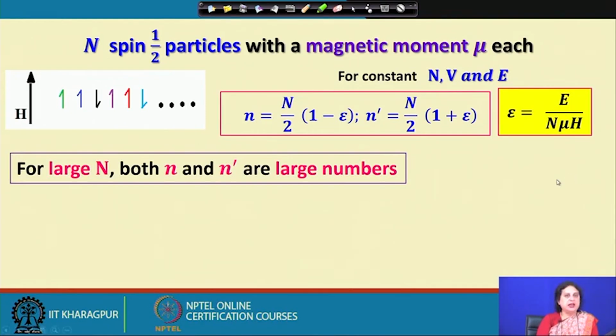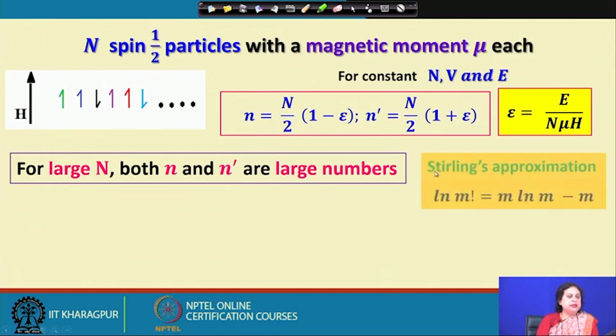In realistic systems, I have a very large value of capital N. Now, what is small n and n prime? These add up to capital N, and therefore, I must be having both n and n prime as very large numbers. Now, what is the consequence of having both small n and n prime as large numbers? And this is as follows. As I see that there is an extremely useful mathematical tool that is known as Stirling's approximation, which allows us to evaluate factorial of a number in terms of its logarithm.